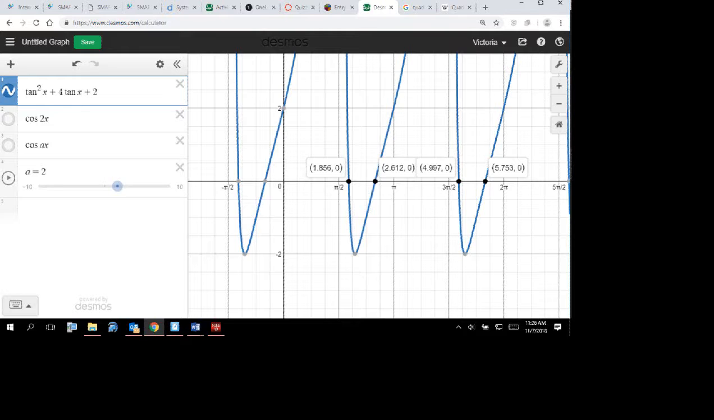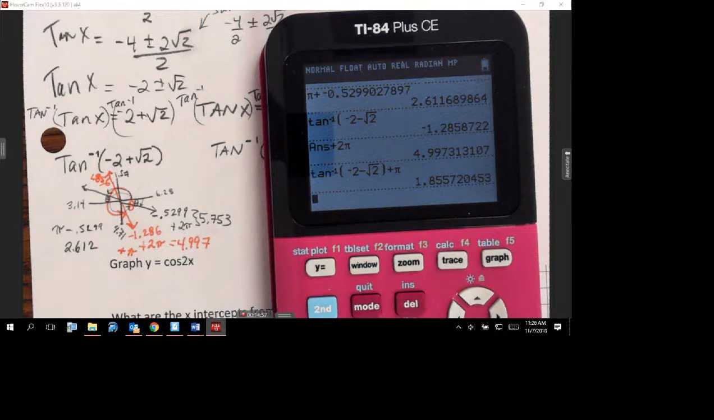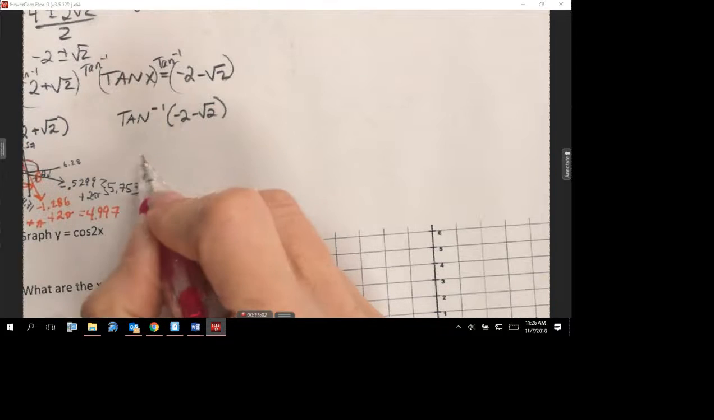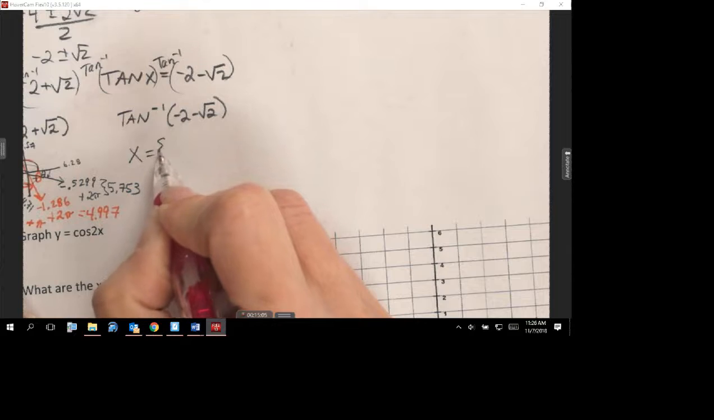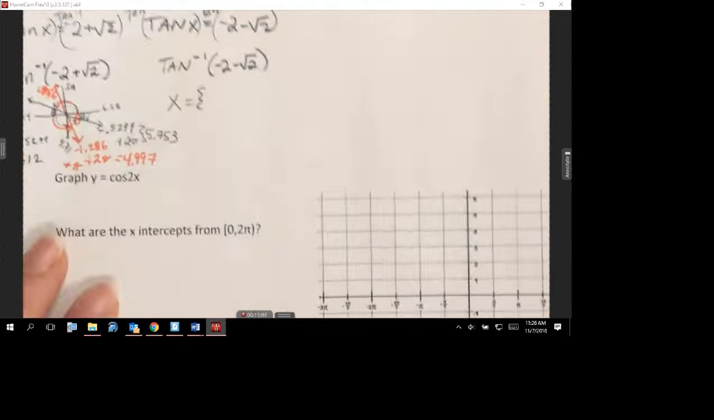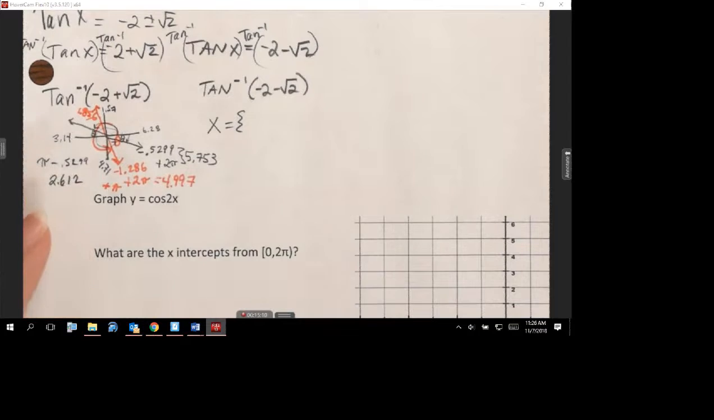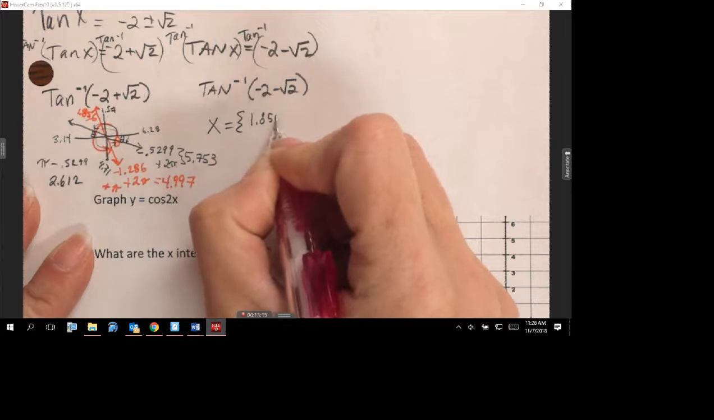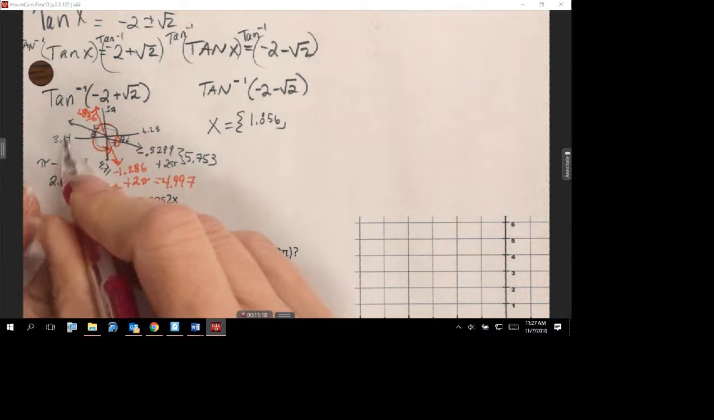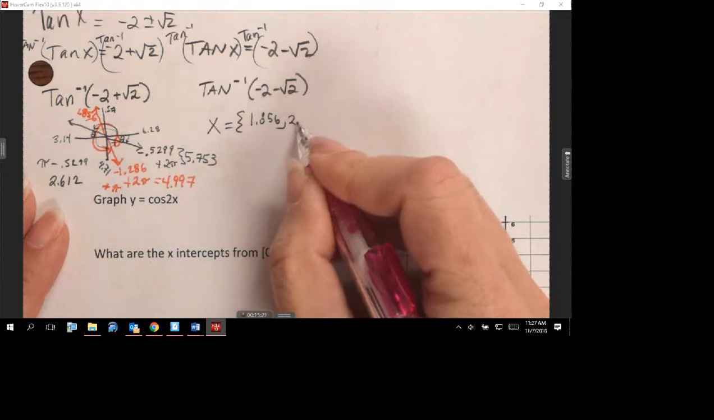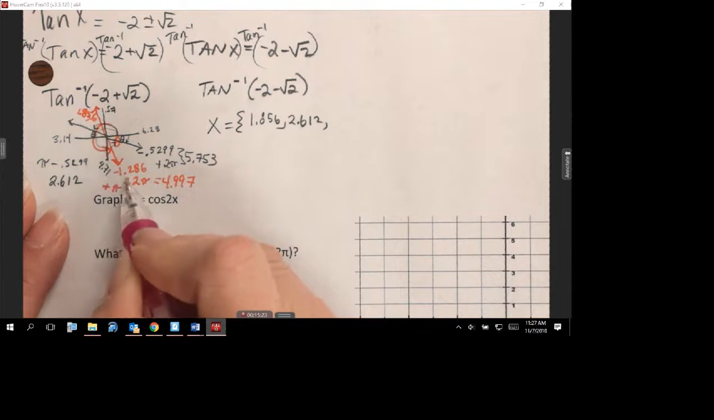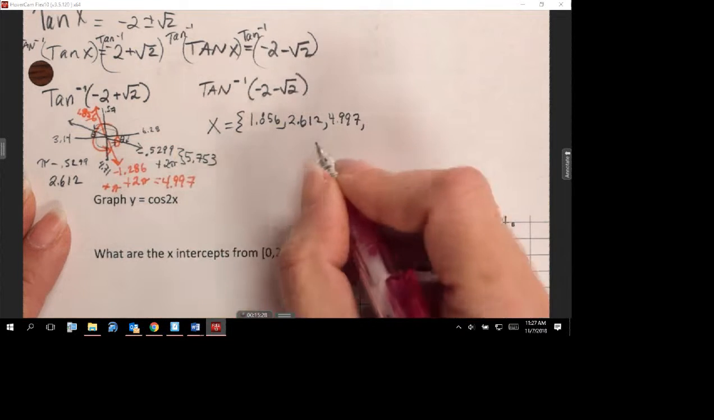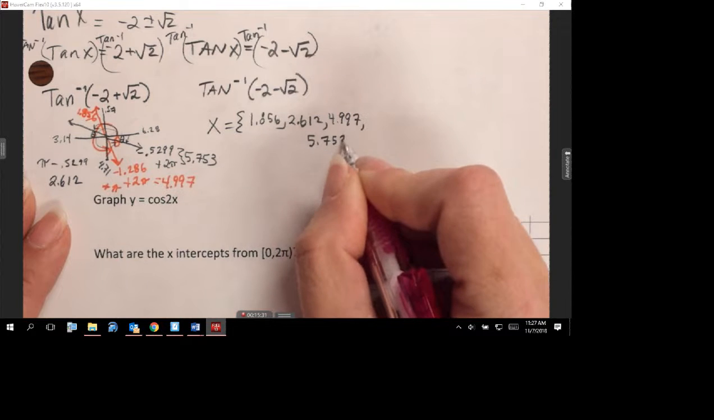So we'll go ahead and write our solution. If there's more than one number, how do we write our solution? I, of course, used up all my space, but x equals, how do I write it? Fancy bracket, and then small to greatest, yeah. So that would be 1.856, 2.612, and then 4.997, and then 5.753.